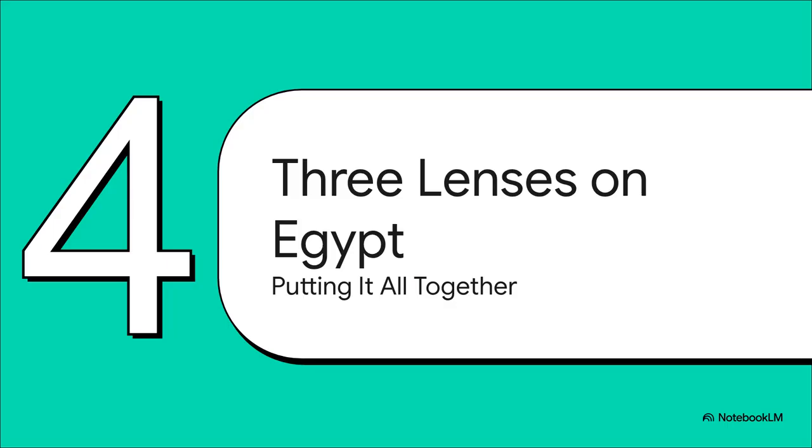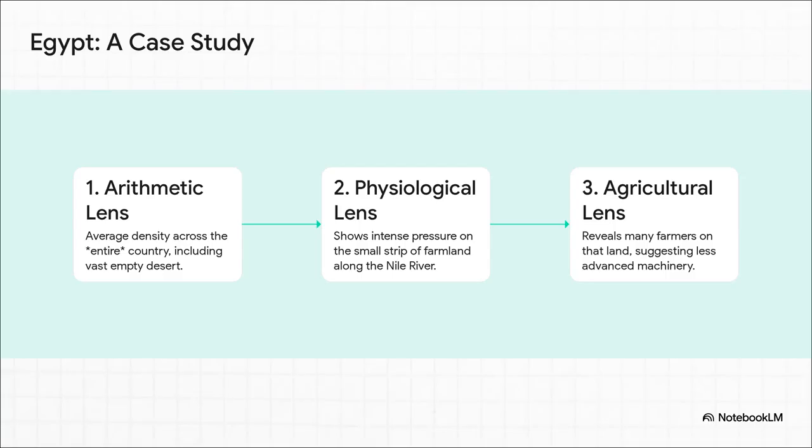All right, let's put it all together now. We're going to take one country, our friend Egypt, and look at it through all three of these lenses, one after another, to see how the story builds. So let's watch this unfold. First, the arithmetic lens gives us this kind of misleading low number because it includes all that empty desert. Then the physiological lens comes in and corrects that, showing us the intense pressure on that little strip of land that has to feed everyone. And finally, the agricultural lens adds the last piece, revealing that lots of farmers are working that land, which suggests a system that's more about labor than advanced machines.